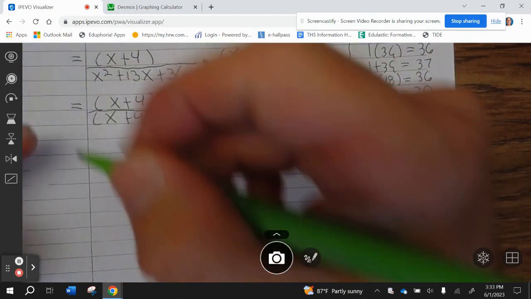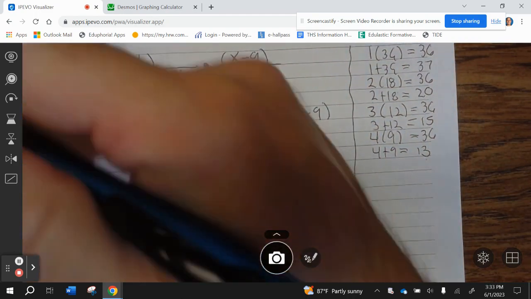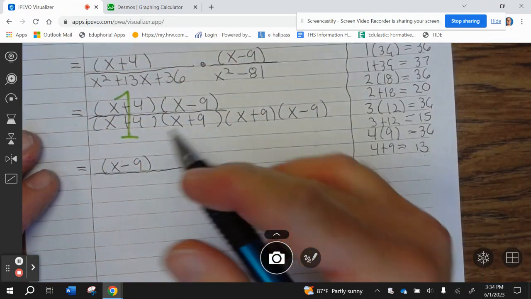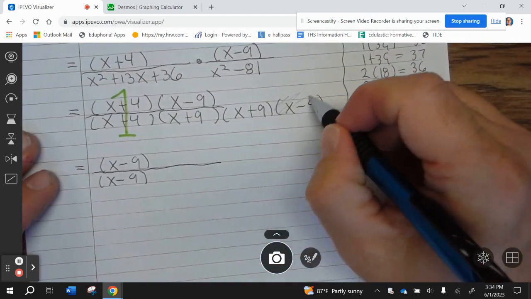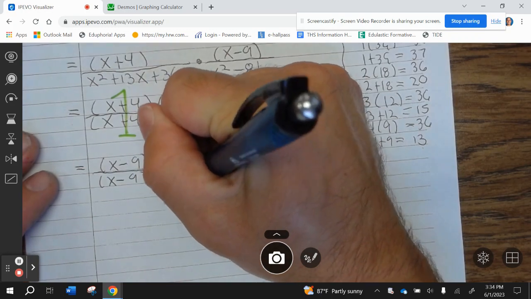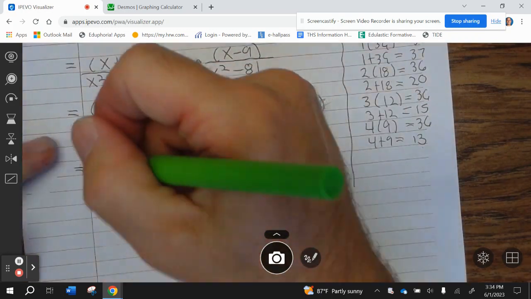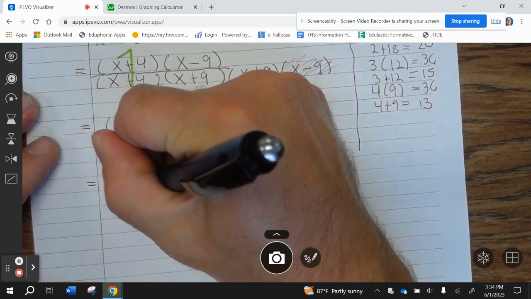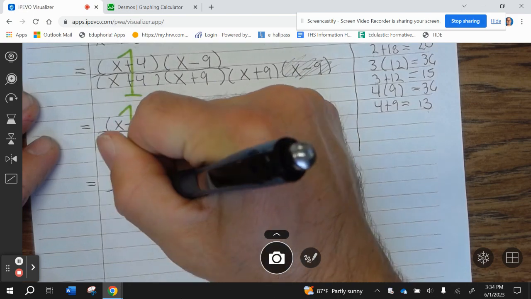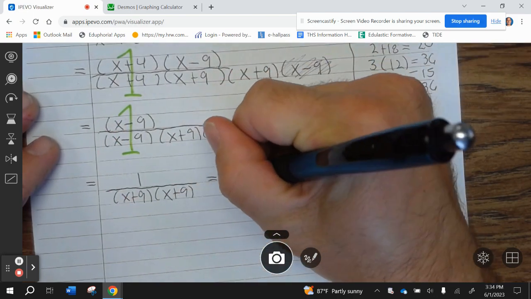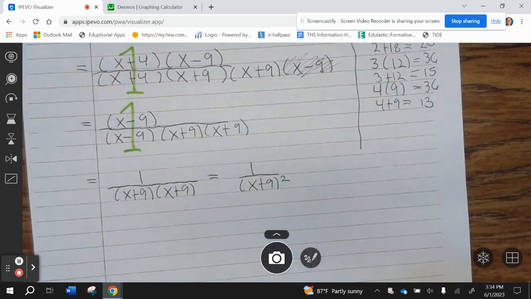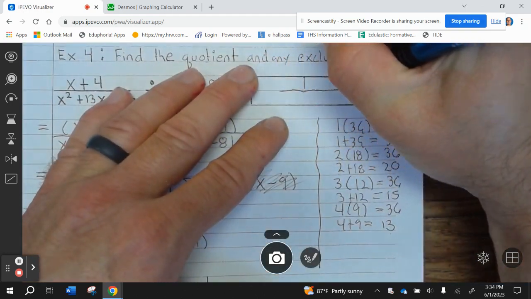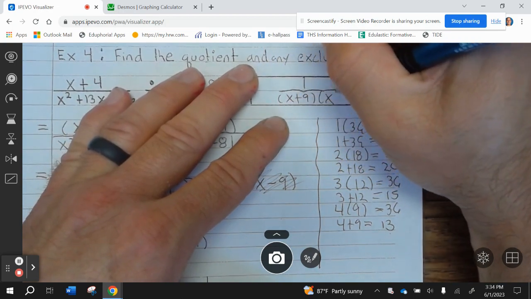All right. Right off the bat, this divides and becomes 1. So equals, we have x minus 9 divided by, we have an x minus 9 in the denominator, x minus 9. So we're done with that. And then x plus 9, x plus 9. So this divides and becomes 1. So that equals 1 divided by x plus 9, x plus 9. You can also write that as 1 divided by x plus 9 squared. Okay, so write it as 1 divided by x plus 9, x plus 9.